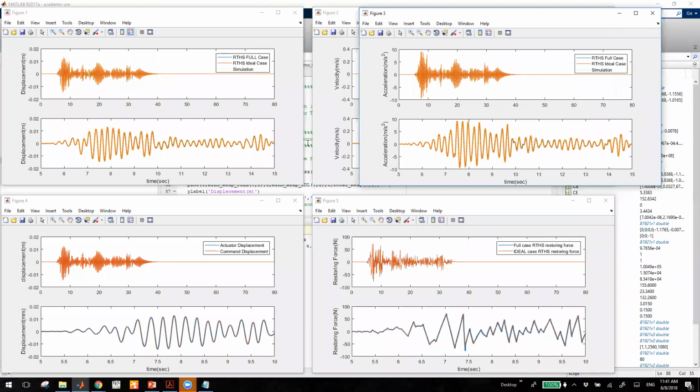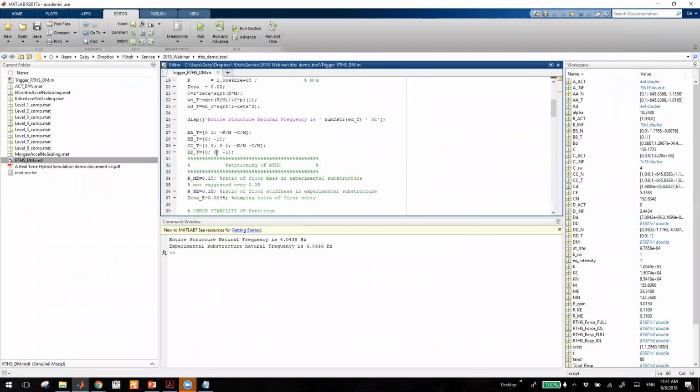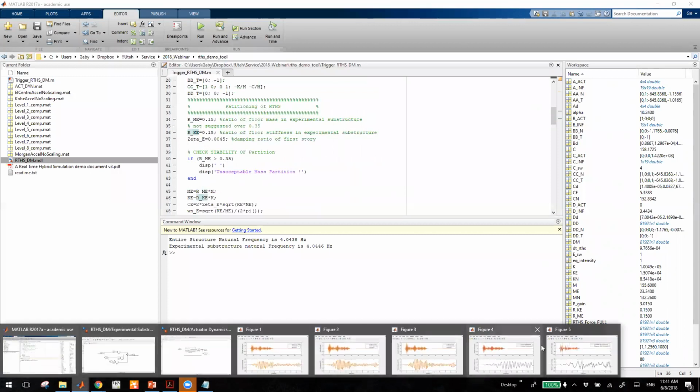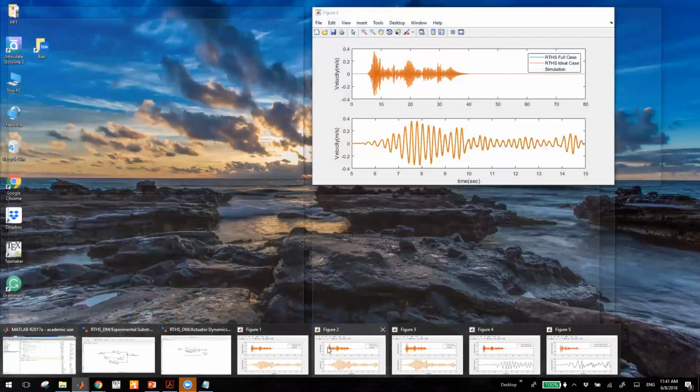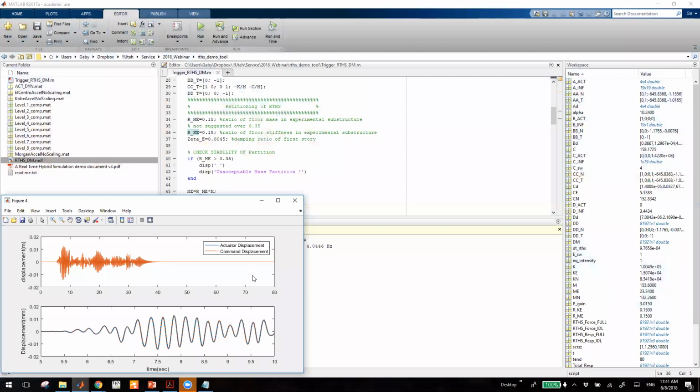In the code, you can change the partition ratio, I think the ratio of mass and the ratio of stiffness, and then you can run it for different cases. The first 3 figures show the comparison between the 3 cases in displacement, acceleration, and velocity. The 4th figure shows only the 3rd case, where we have a full representation of RTHS, and we have the actuator displacement and the command displacement compared with each other.